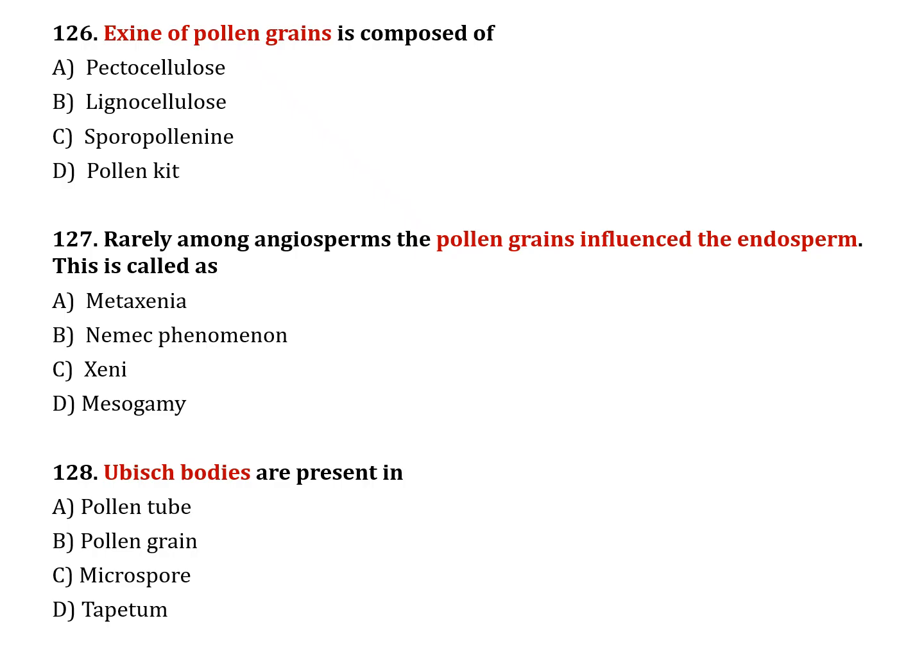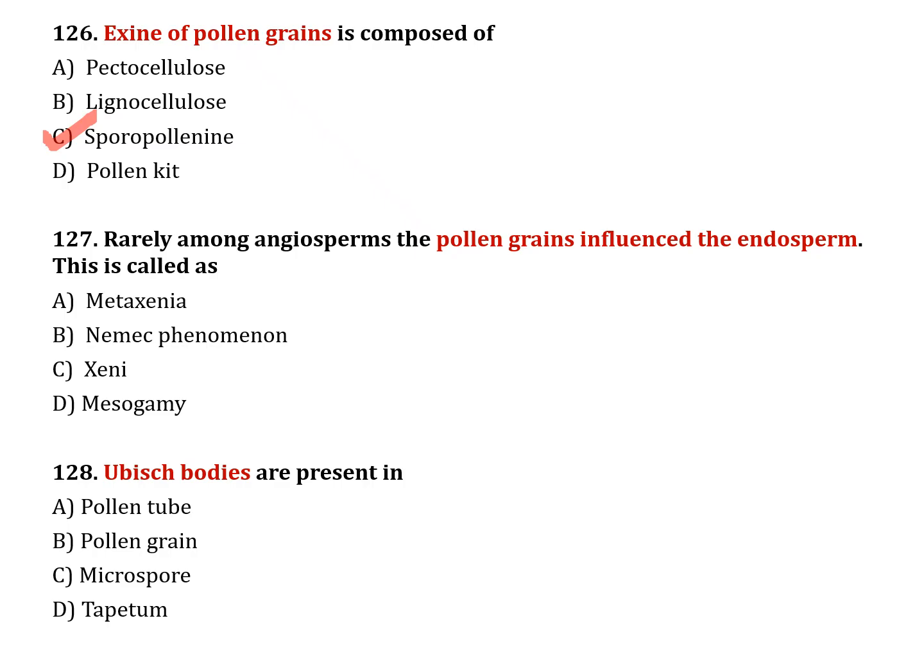Exine of pollen grain is composed of option A pectocellulose, option B lignocellulose, option C sporopollenin, option D pollen kit. Correct answer is option C, sporopollenin. The next question, number 127.